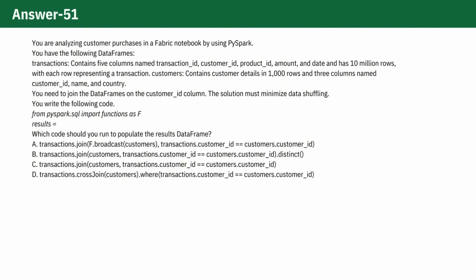Option B. Firstly, this does not utilize broadcast join, which means there could be significant data shuffling as Spark tries to co-locate records with the same customer ID from both data frames on the same node. The distinct in the code does not contribute to reducing shuffling and is aimed at removing duplicate records, which is not specified as a requirement.